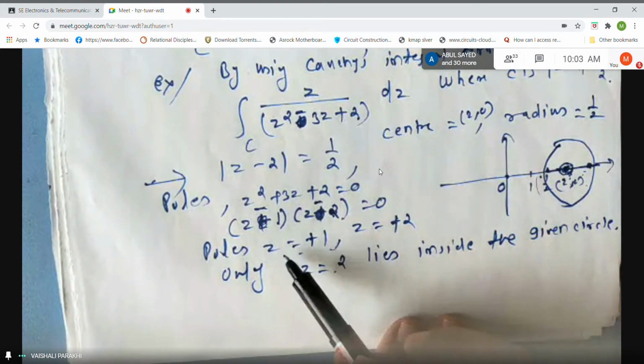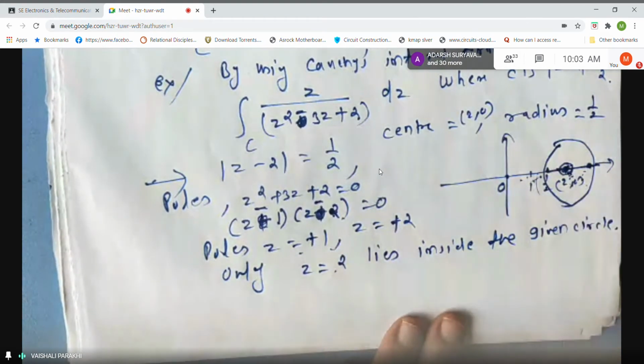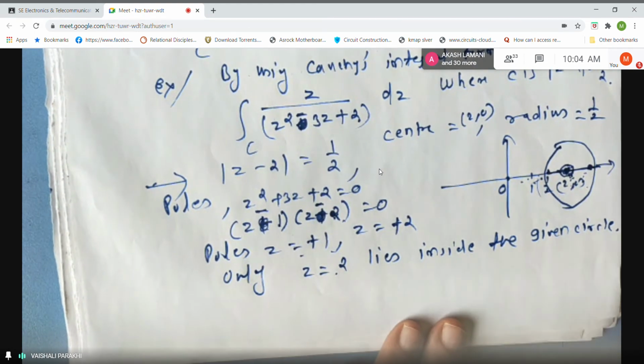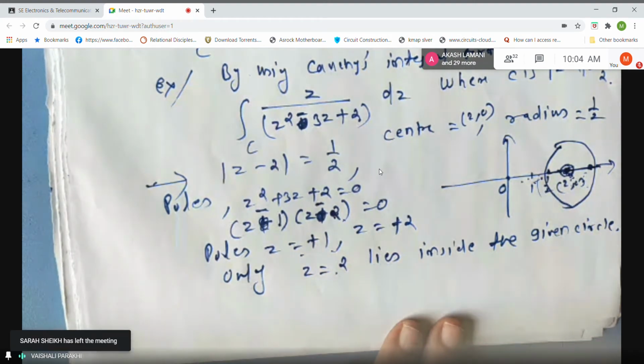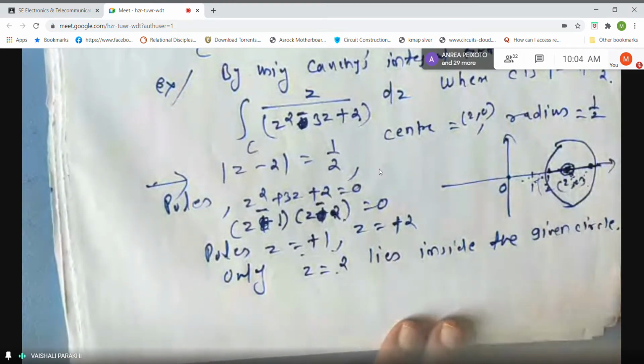Because z is equal to 1 is here, right? Is it inside the circle? No, it is totally outside the circle. So in Cauchy's integral formula, you need not worry about that outside pole. So the value of this integral will not become 0 here. Remember, in Cauchy's integral theorem, if all the poles are lying outside the circle, then only the value of the integral goes to 0. But if some poles are lying inside the circle, you have to go for Cauchy's integral formula.